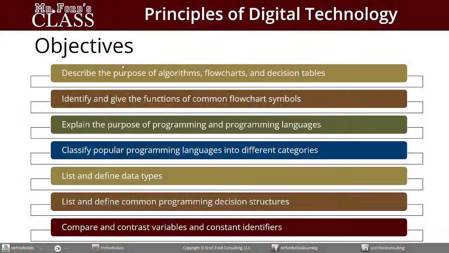So software development. Here are the objectives. We're going to describe the purpose of algorithms, flowcharts, and decision tables. Identify and give the functions of common flowchart symbols. Explain the purpose of programming and programming languages. Classify popular programming languages into different categories.